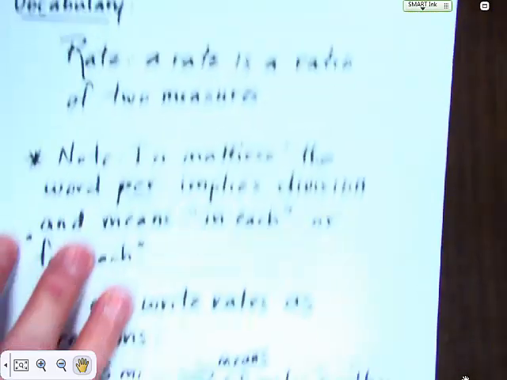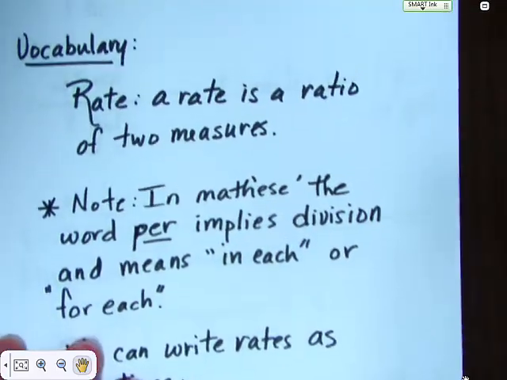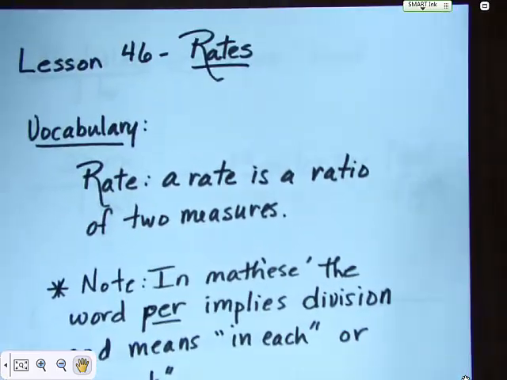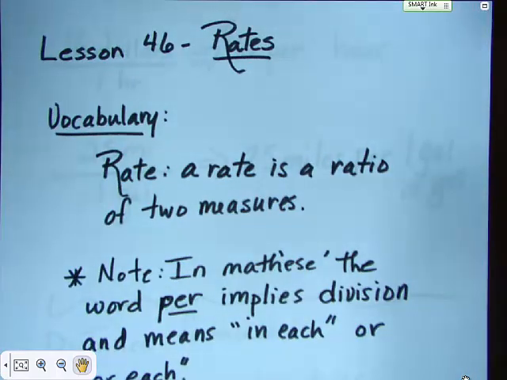I hope this was helpful for you, and I hope that you were able to get some things out of it. Rate and ratio are actually very important to us in the work world, so it's important for you to learn it. Have a great day, and I will talk to you later.